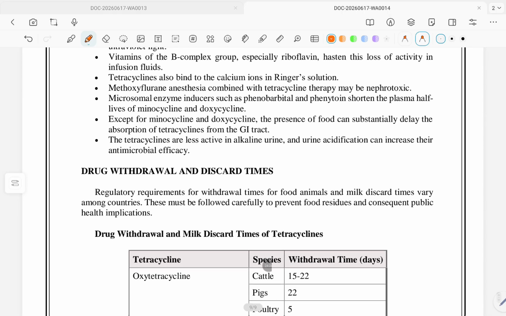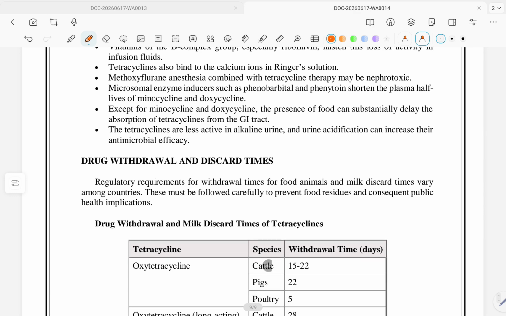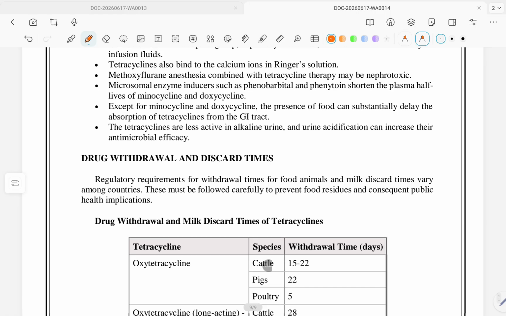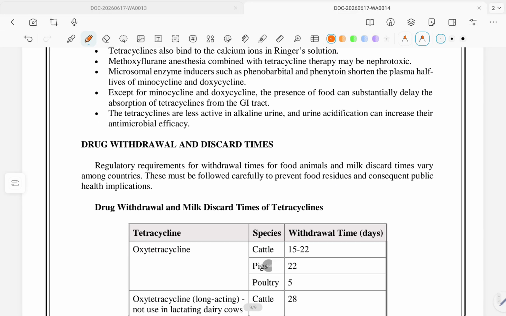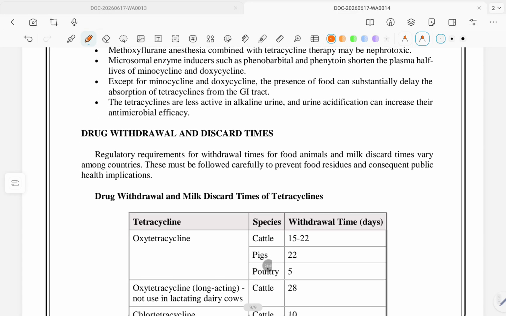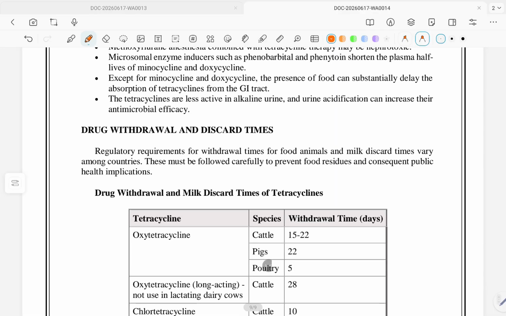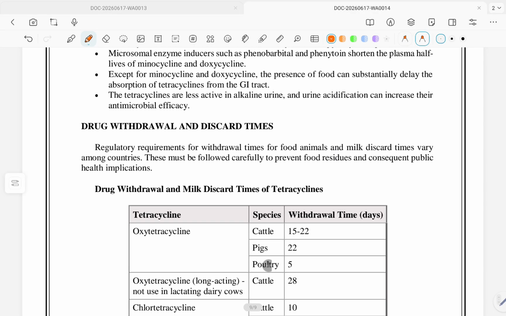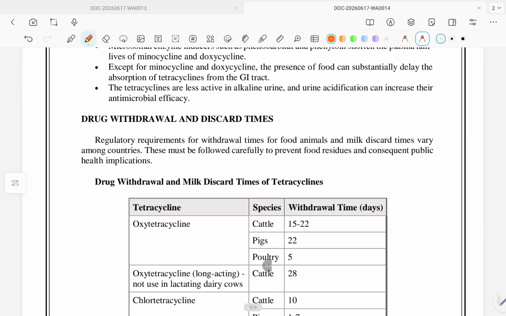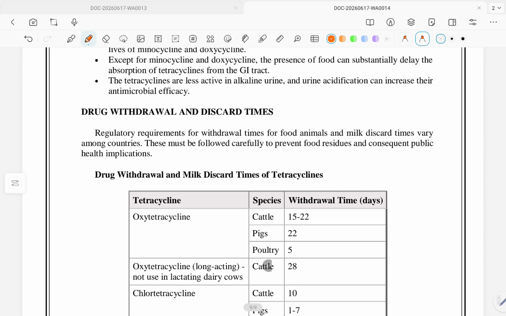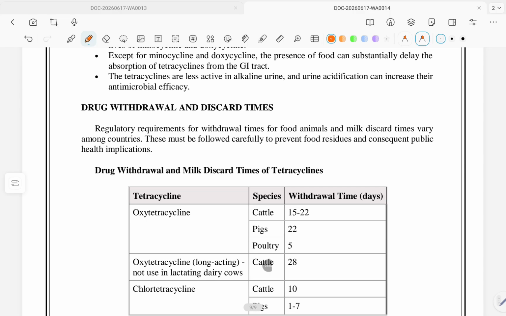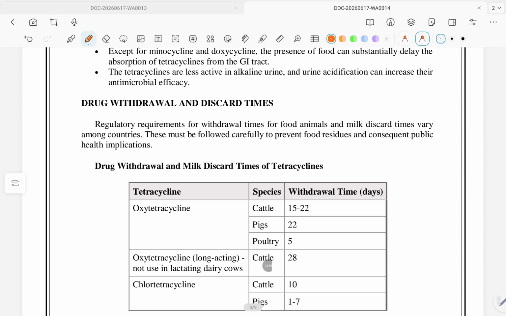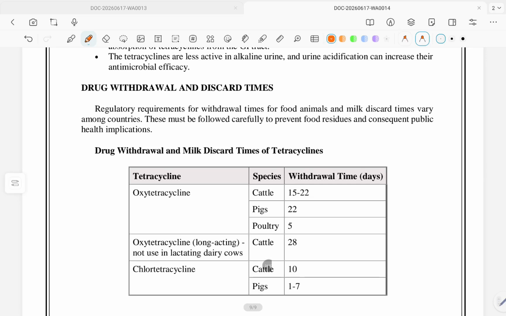Microsomal enzyme inducers such as phenobarbital and phenytoin shorten the plasma half-life of minocycline and doxycycline. Except for minocycline and doxycycline, the presence of food can substantially delay the absorption of tetracycline from the GI tract. The tetracyclines are less active in alkaline urine, and urine acidification can increase their antimicrobial efficacy.